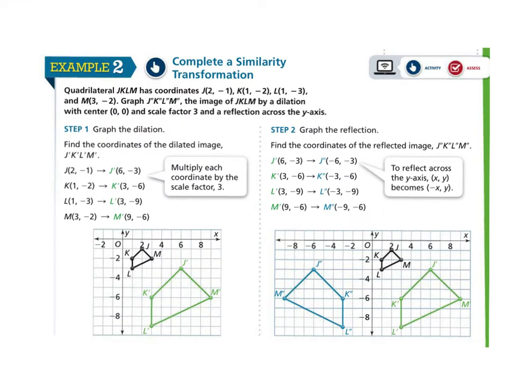So example 2, we have a quadrilateral, and they want us to graph the image by a dilation with center 0, 0, scale factor of 3, and a reflection across the y-axis. So it's kind of just what we did in one of the other sections. It's just that we're adding in the scale factor as an option.